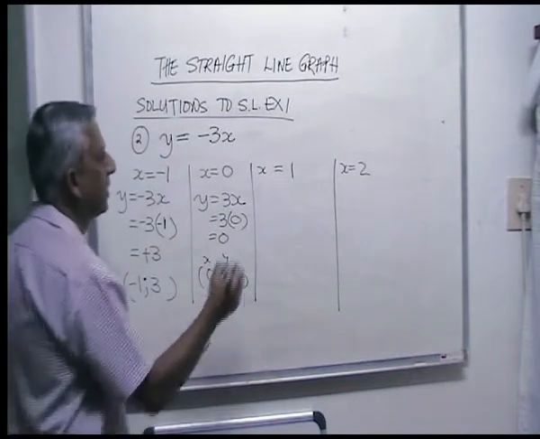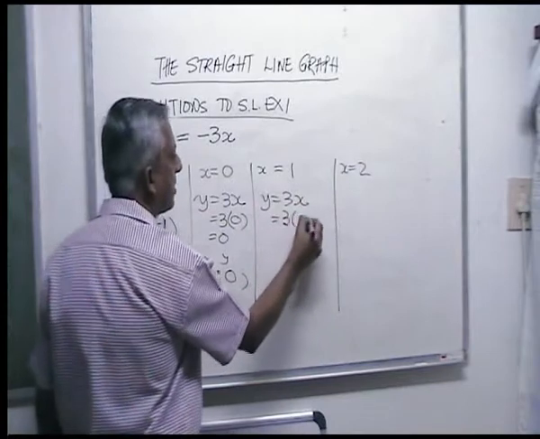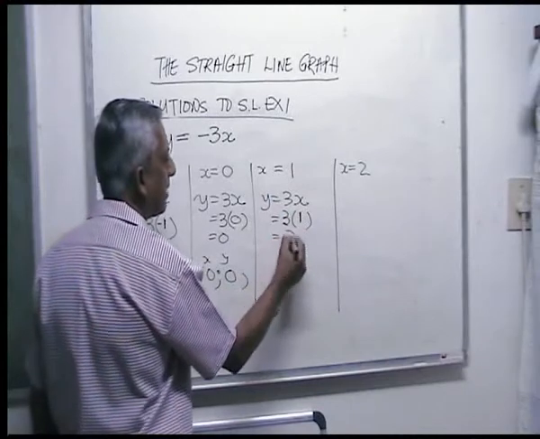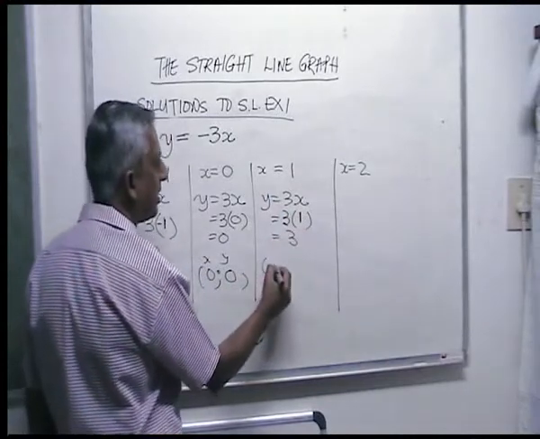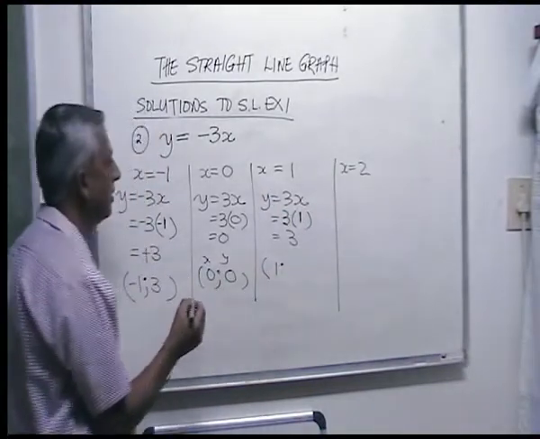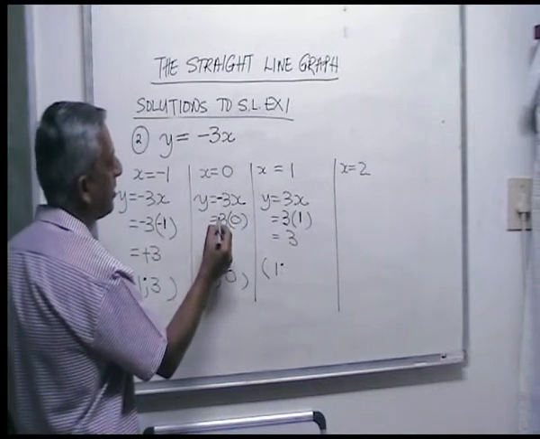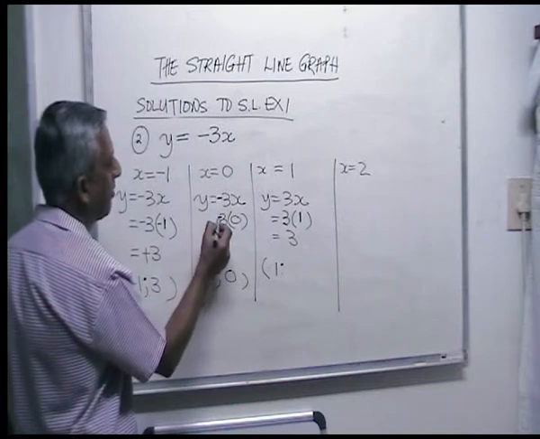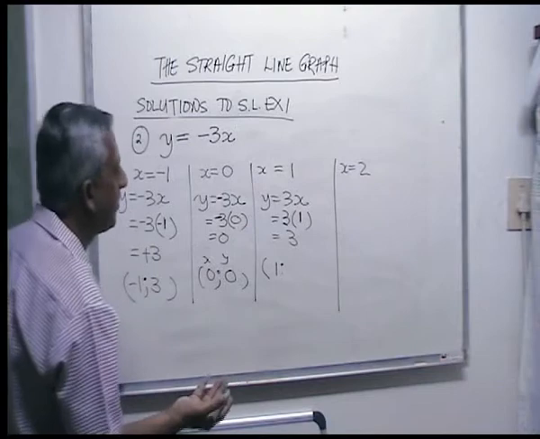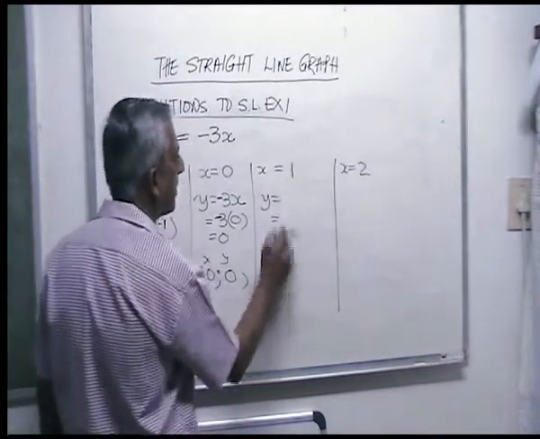Right, let's go to the third one. Y is equal to 3x, 3 times, we're putting a number here. The number is 1. 3 times 1 is 3. So your ordered pair is 1. Sorry, mistake here. This is supposed to be minus. Well, minus 3 times 0 is still 0. But this one, we've got to be careful now. Sorry about that.